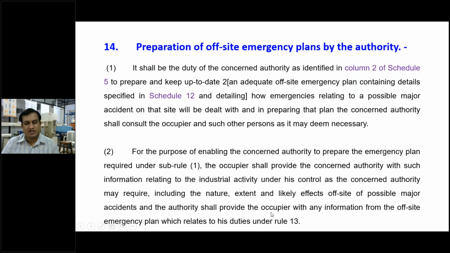Rule number 13 already covers the on-site emergency plan. Now we are discussing the off-site emergency plan, and for that purpose, whatever supervision, observation and hazard identification have already been done in that factory, all that information should be given to the concerned authority, so that we can prepare a safe off-site emergency plan. And in the off-site emergency plan, the responsible person details should also be added.